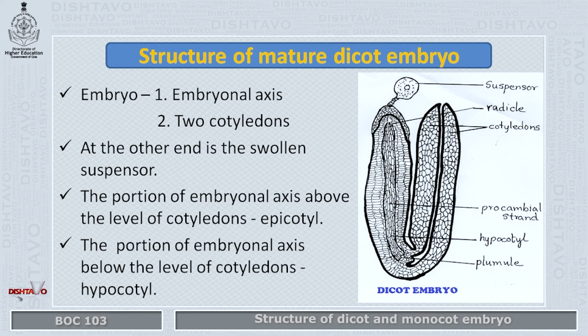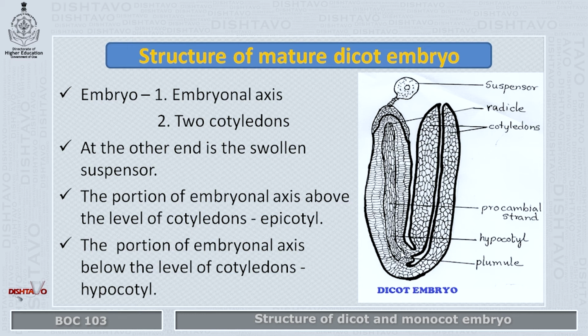which is covered by a root cap. And the other part of the hypocotyl, the part between the radicle and the plumule, develops into the procambial strand of the embryo.